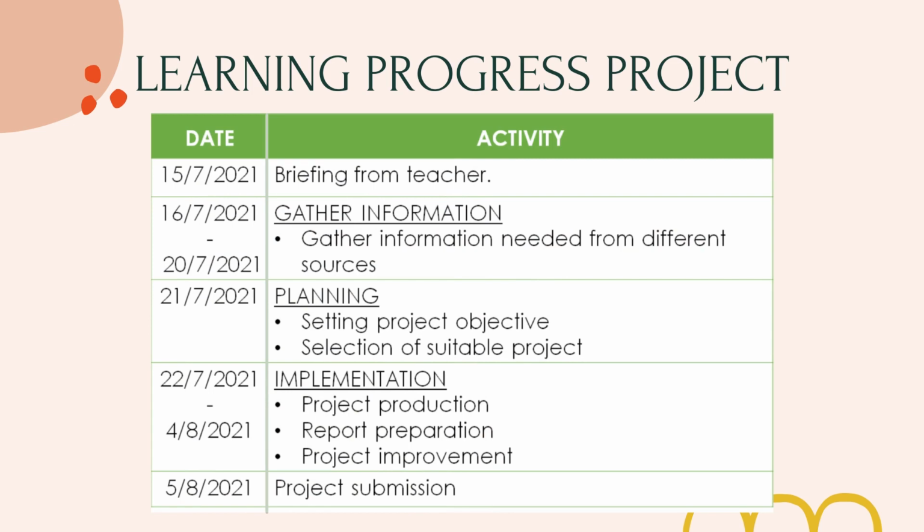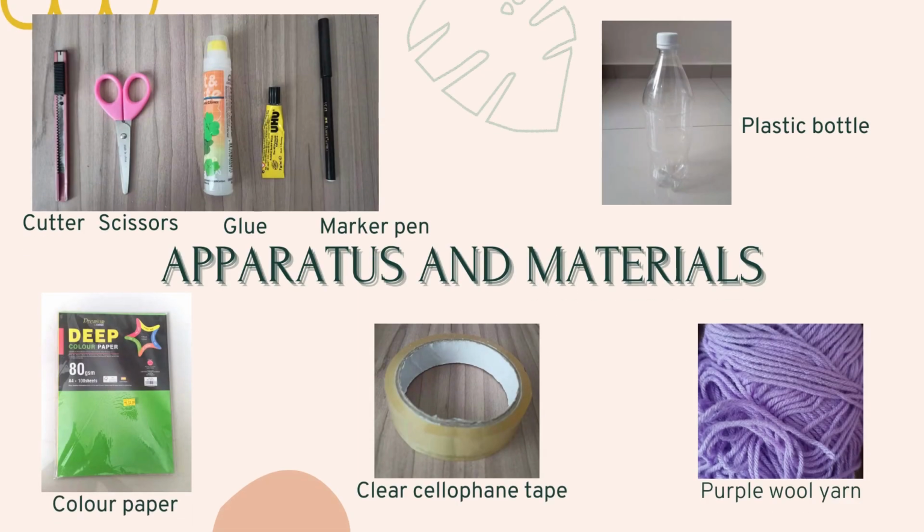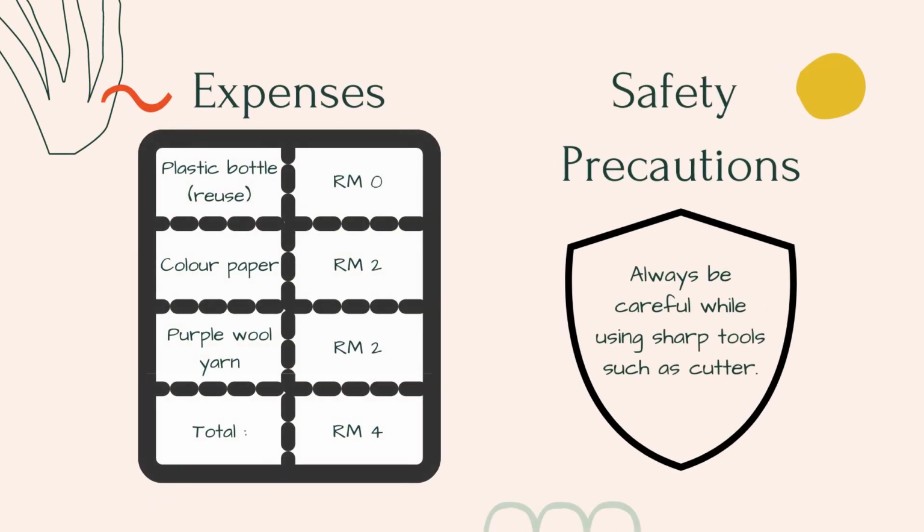This is the learning progress of my project. I'm now starting with explanation of my project. Here are the list of apparatus and materials that I have used in this project. For the expenses, it only costs 2 ringgit on the color paper and 2 ringgit on the wool yarn. It's free for the plastic bottle because we reuse it as recycled item. It costs only total of 4 ringgit.